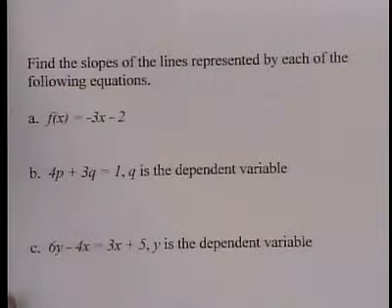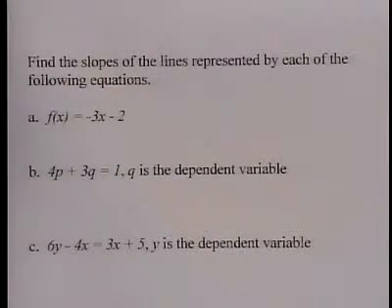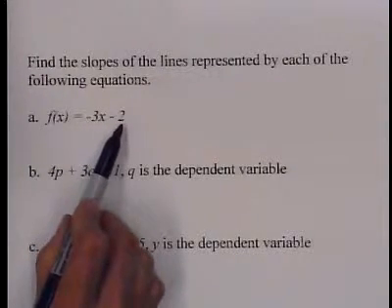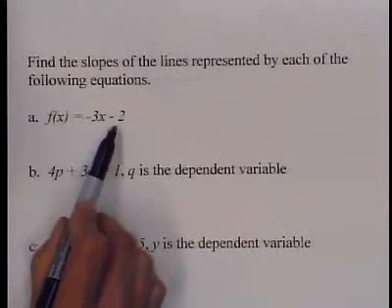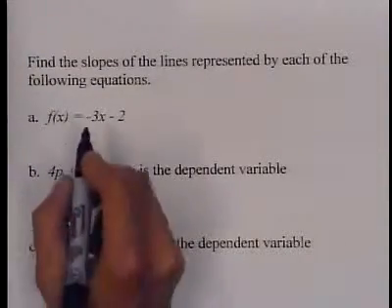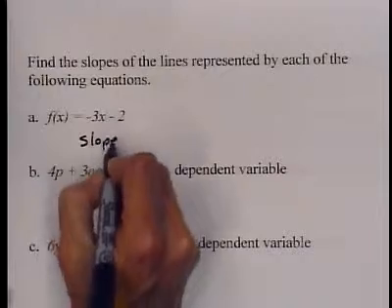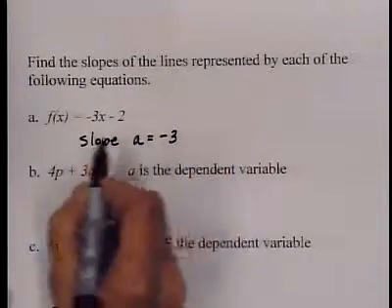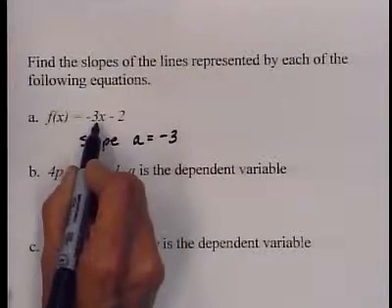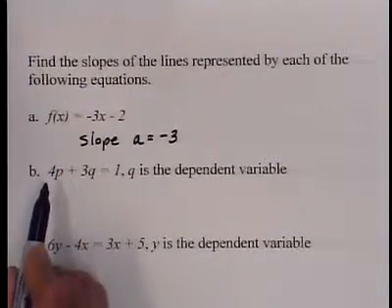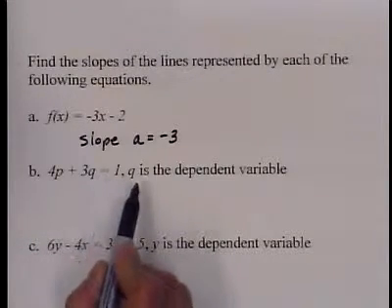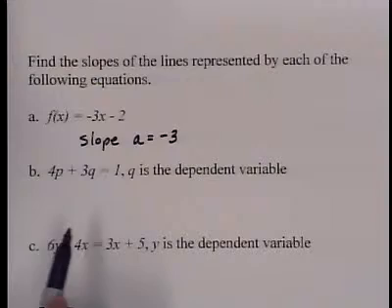For these examples, we want to find the slopes of the lines represented by each of the following equations. The first equation is f of x equals negative 3x minus 2. This is already in exactly the form in the definition, so the slope, which is represented by the letter a, is negative 3, the coefficient of the independent variable. In our second example, we have the equation 4p plus 3q equals 1. And we're told q is the dependent variable.